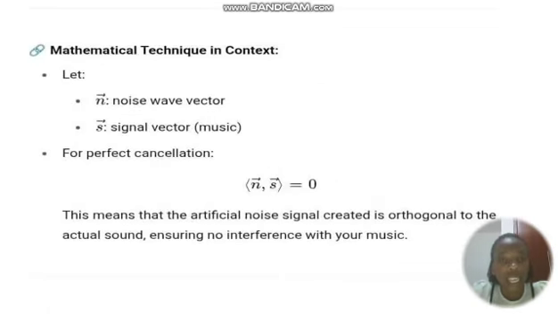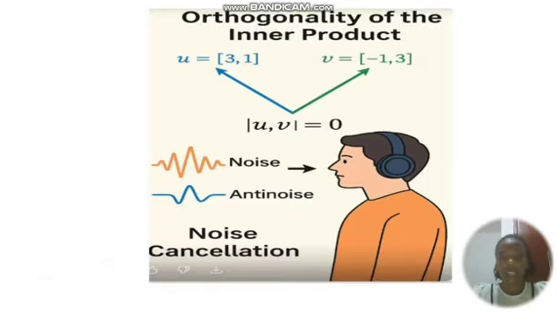For the mathematical technique in this part, let vector n be the noise wave vector, and vector s be the sine vector, which is music. For perfect cancellation, the inner product of vector n, which is the noise wave, and the vector s, which is the sine wave, equals 0. This means that the artificial noise created is orthogonal to the actual sound, ensuring there is no interference with your music. Now take a look at this diagram.